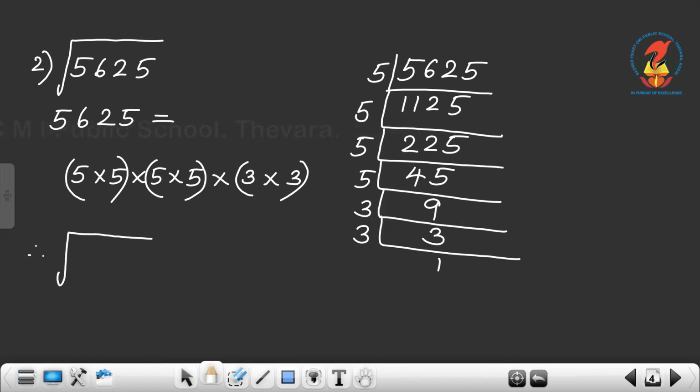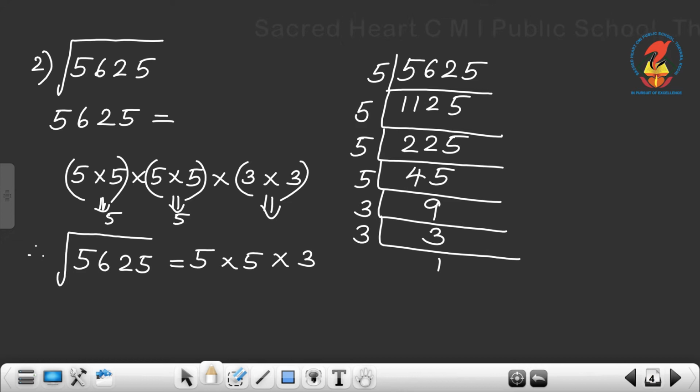Therefore, the square root of 5625 equals, from each group we have to take only one of the numbers. Okay, only one number you have to take. So from here we can take one 5, from here also you have to take one 5, 5 into 5, then from the next pair, into 3.